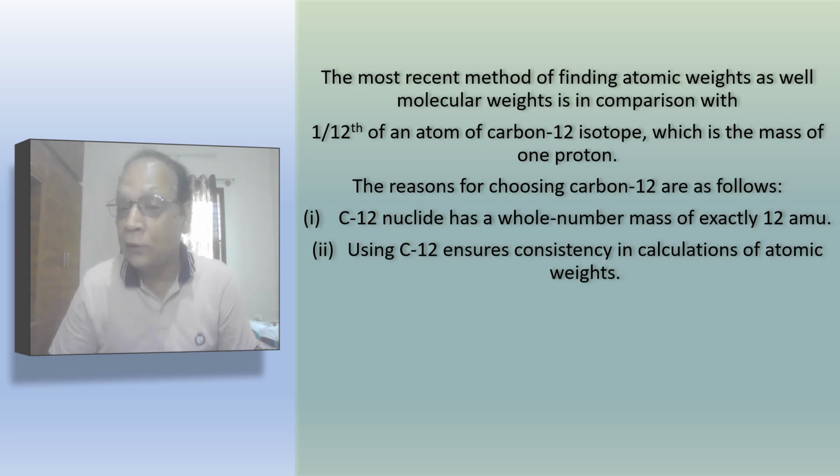Therefore H-1 and oxygen-16 are now abandoned. Earlier we used to have H-1, that is hydrogen, and oxygen also, but now they have been abandoned because of these two reasons: the carbon-12 nuclide has a whole number mass of exactly 12 amu, and using this ensures consistency in calculations of atomic weight.